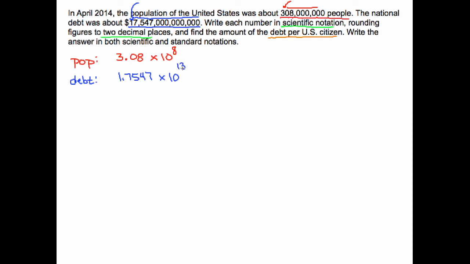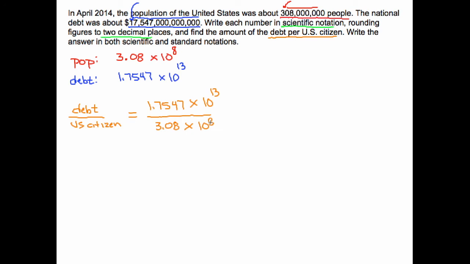Next, I want to find the amount of the debt per U.S. citizen. Well, if I'm looking at debt per, divide by U.S. citizen, I'll divide the debt by the number of people. And it's a whole lot easier to do without managing the zeros. So I'll have 1.7547 times 10 to the 13th divided by 3.08 times 10 to the 8th. This is much more manageable to do.